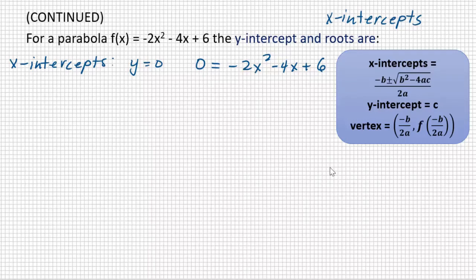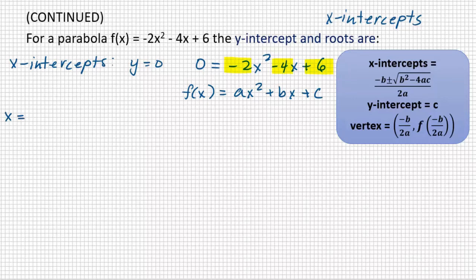We find the x-intercepts by solving negative b plus or minus the square root of b squared minus 4ac, all divided by 2a. And recall that the a, b, and c come from the standard form of the parabola, which is f of x is equal to ax squared plus bx plus c. We previously saw that a has a value of negative 2, b has a value of negative 4, and c has a value of positive 6. Our job is now to take the values for a, b, and c and put them into the quadratic formula. That gives us our values for x.